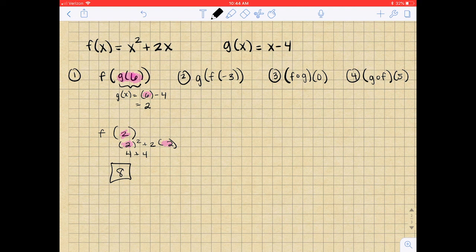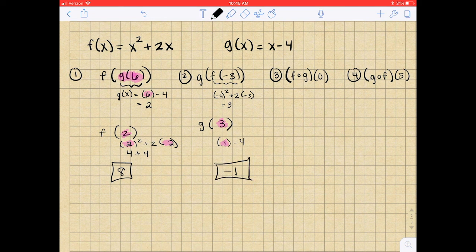If I look at the second problem, f of negative 3, I could go ahead and evaluate that first. So I'm going to go to my f function. Every x that I see is getting replaced by negative 3. And when I fully simplify that out, I end up with a positive 3. So now I am left with g of positive 3. And I go to my g function, which is x minus 4. Plug in my 3 because every x is getting replaced by the value 3. And when I complete that problem, I end up with the solution of negative 1.